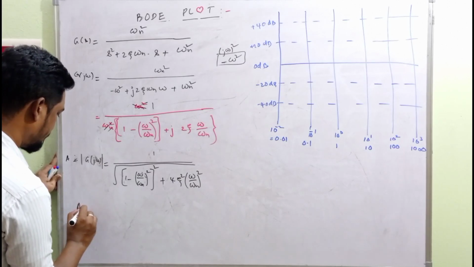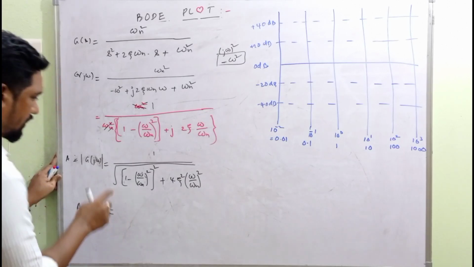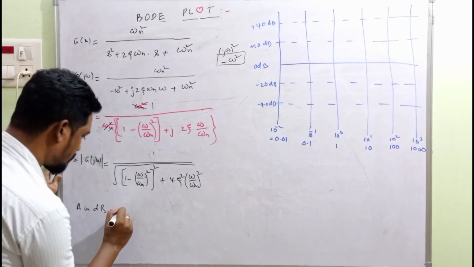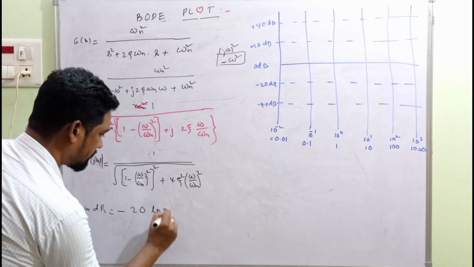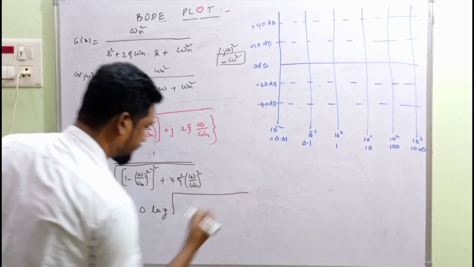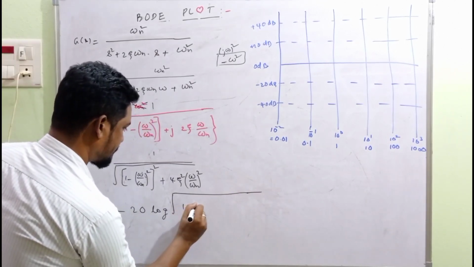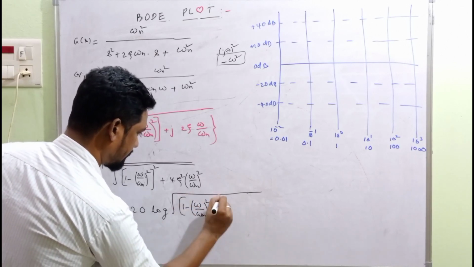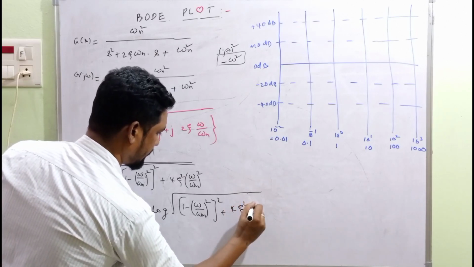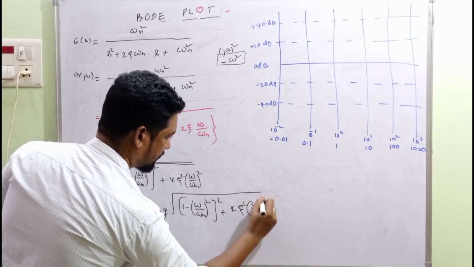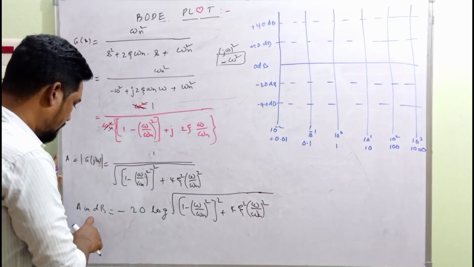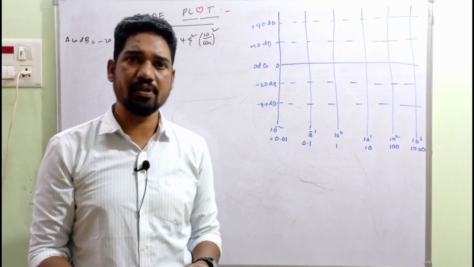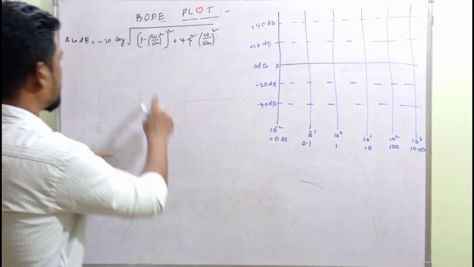And A in dB, let's reduce one step. A in dB is 20 log 1 minus 20 log of the denominator part. 20 log 1 is 0, so minus 20 log of the square root of 1 minus omega by omega n whole square, squared, plus 4 zeta square omega by omega n whole square. This is the expression for the magnitude in dB. Make a note, please. Guys, I have written this over here to understand the corner frequency and the slope contribution. There are some assumptions, okay? So come back over here.